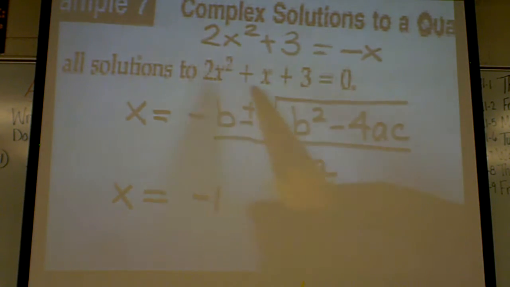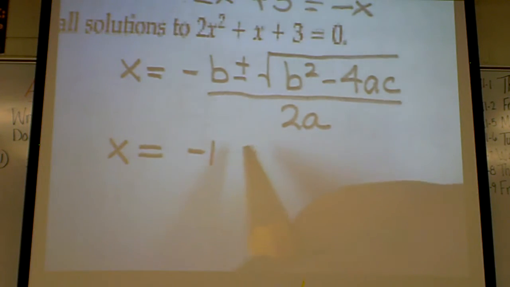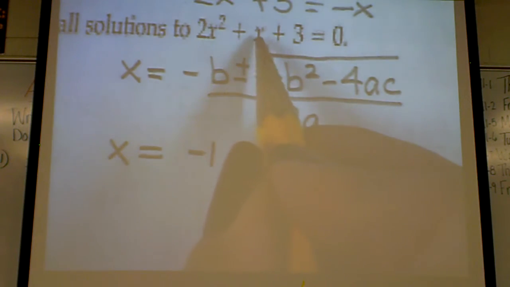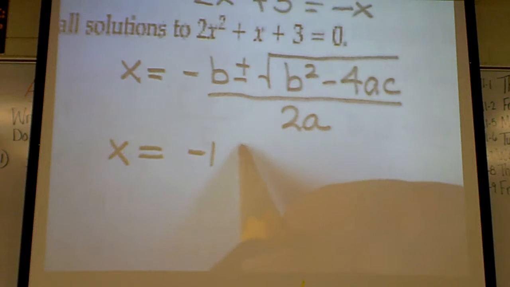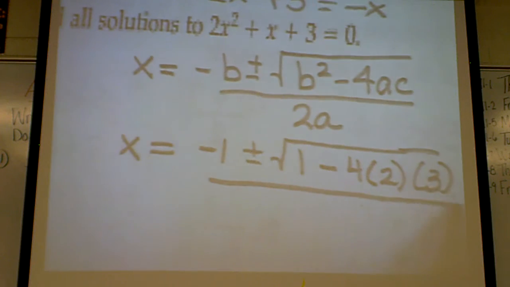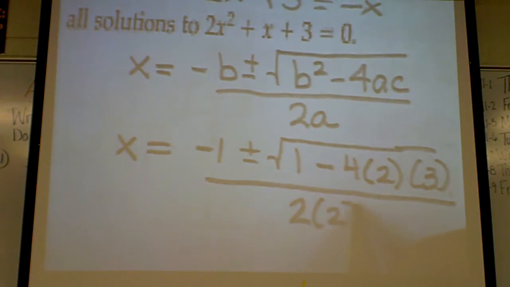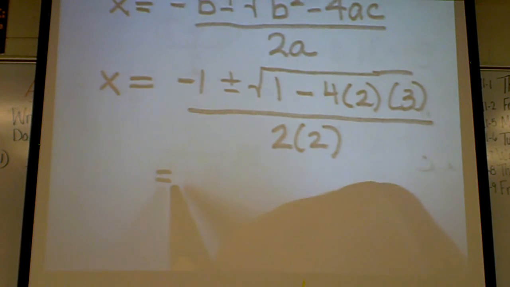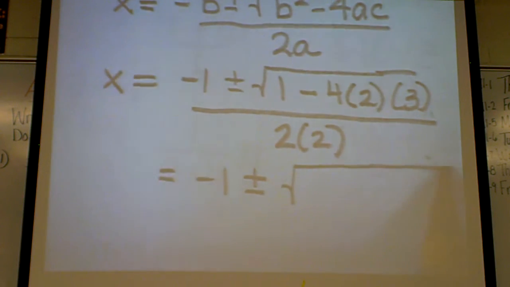You want this in standard form. That goes over there. So negative 1, opposite of B, B is 1. So it's negative 1 plus or minus the square root of 1 squared is 1, minus 4, the A value is 2, and the C value is 3. And guess what kind of number this is? This is a complex number because you're going to have, what is 1 minus 24?